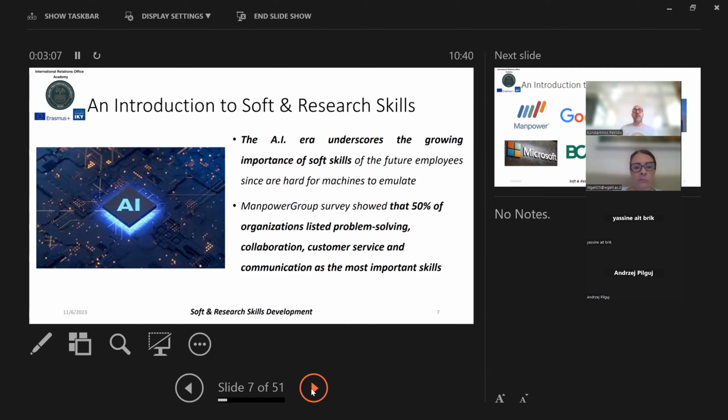More importantly, some of the soft skills are related to our emotions, and this makes the difference between machines and humans. And when machines and humans interact right now, soft skills make the difference. Even ManpowerGroup, as you can see over here, showed that 50% of organizations listed soft skills like problem solving, collaboration, manners, which go to customer service, professionalism, and communication as the most important skills. These are the things that should be developed and triggered through your undergraduate studies, and not wait to become a potential employee in order to develop them.